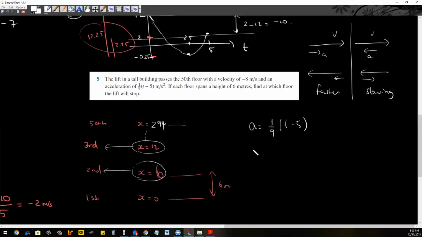This is our acceleration, we're going to integrate this one. Then we get the velocity is equal to 1 on 9, t squared on 2 minus 5t plus c. Is that right? Yeah. But the problem is we don't know what c is. Do we just use -8? Well, that's going to be the velocity, but we don't really know. Can you sub 50 in as a point? Like 50th floor, that's not really time. So this is in terms of time, isn't it?